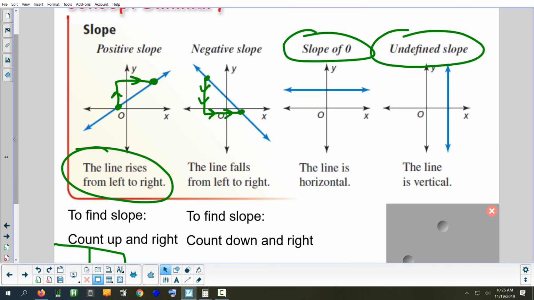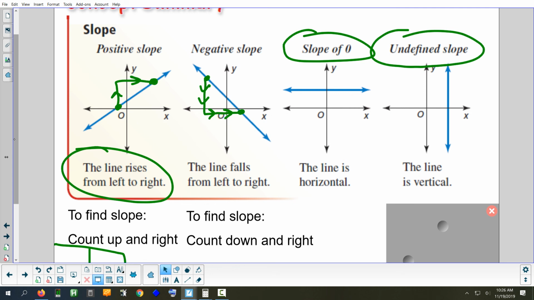Okay. So any questions on those 4 types of slopes? And that's it. There's no other type of slope. Positive, negative, flat, and vertical. Yeah? So could an undefined slope be horizontal? No, undefined means vertical. Horizontal is always what number? 0. So vertical lines don't even have a number.